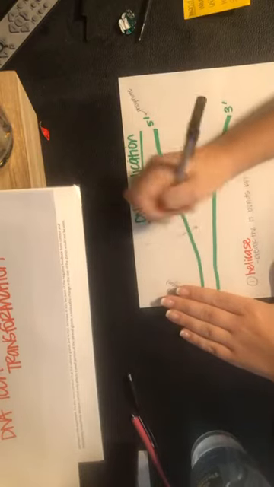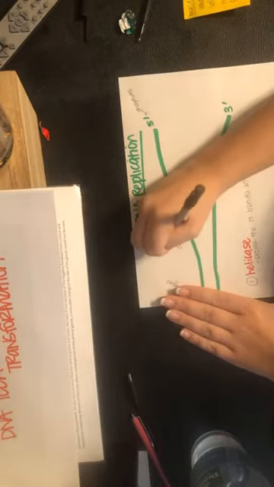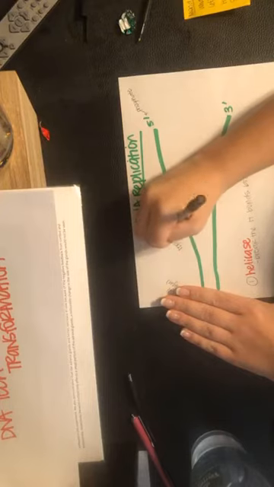This location right here is called your replication fork. And at the replication fork is where the helicase is working to actually open it up.